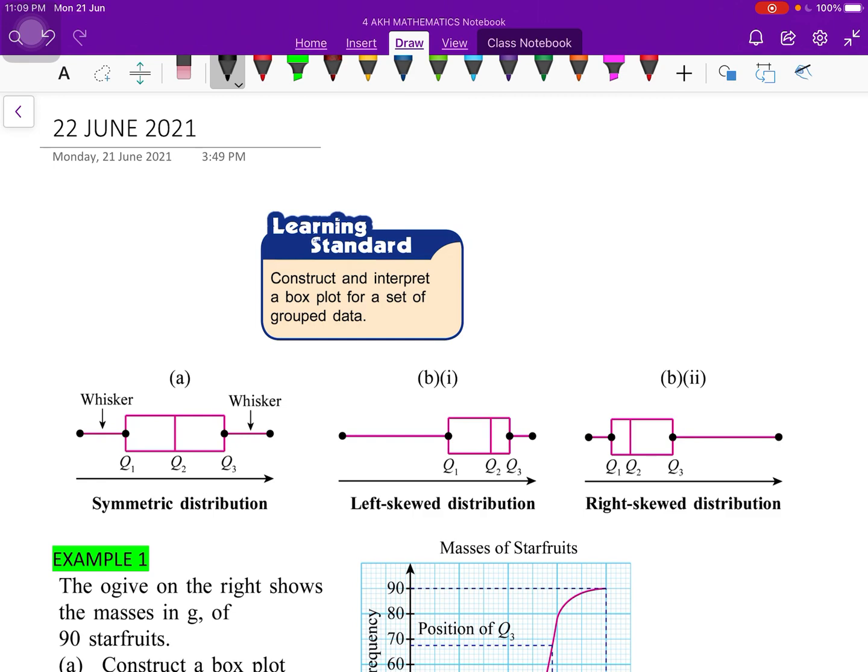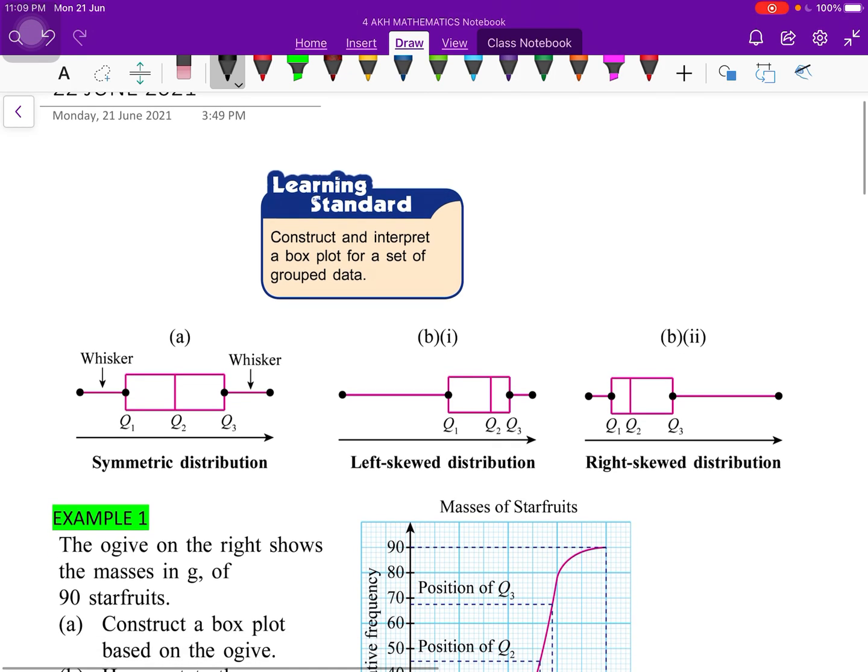Jadi, hari ini kita akan merangkumi learning standard construct untuk Boxplot. And then kita nak tengok bagaimana kita analisis data. And then finally, satu soalan about solving problems. Okay, so without further ado, kita akan start.